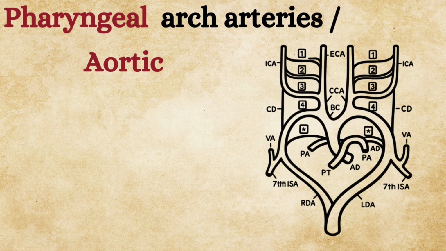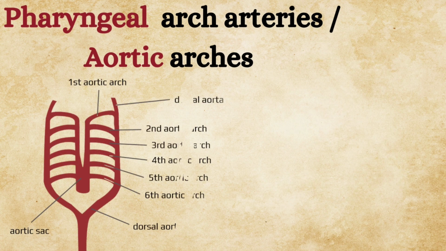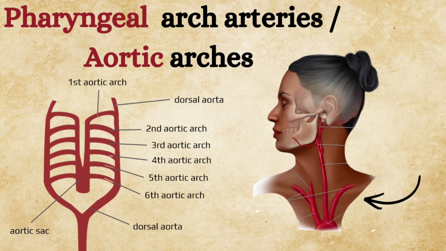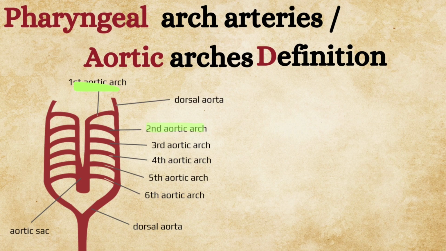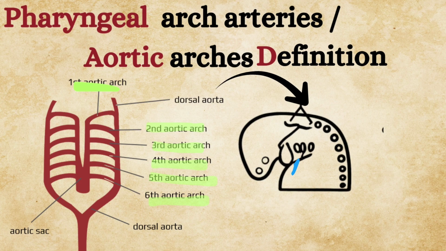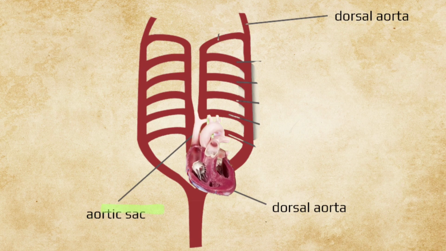The pharyngeal arch arteries, also called aortic arches, are critical, transient vascular structures that form the basis for the major arteries of the head, neck, and upper chest. Pharyngeal arch arteries. Definition: they are a series of 6 pairs of symmetrical arteries that form sequentially in the pharyngeal, branchial, arches of the developing human embryo, around the 4th-5th week, that connect the developing heart, via the aortic sac, to the 2 dorsal aortas.